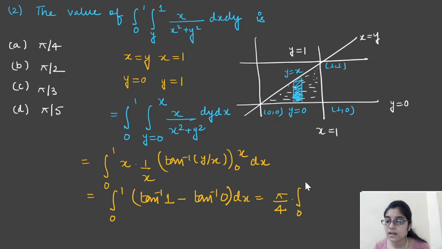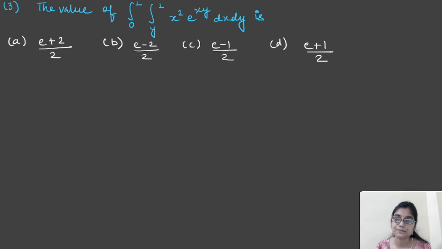So obviously what will you get over here? You will get pi by 4 times x, you apply limit 0 to 1, you will get 1. So the answer is going to be pi by 4. So here is your answer for this question number 2. Very simple question, and even without applying change of order of integration you can solve this question.